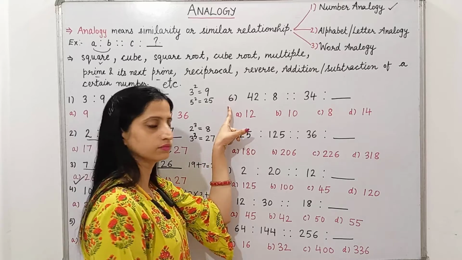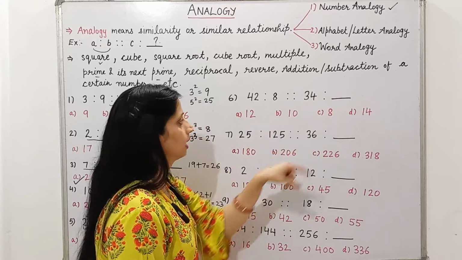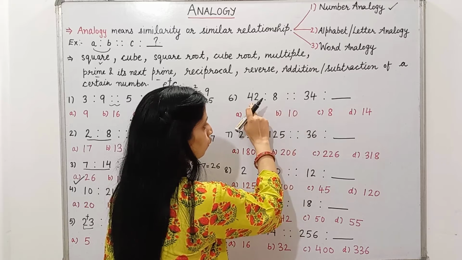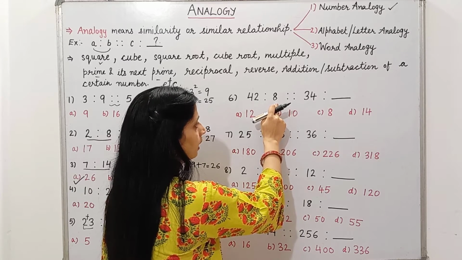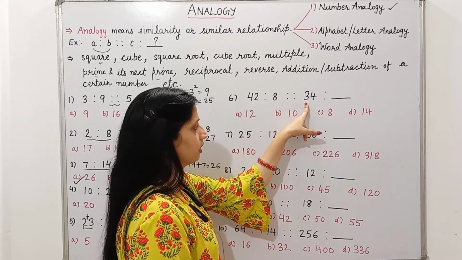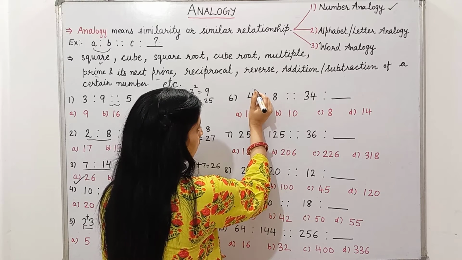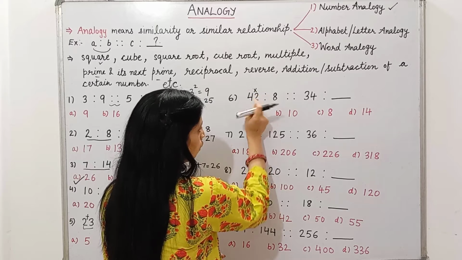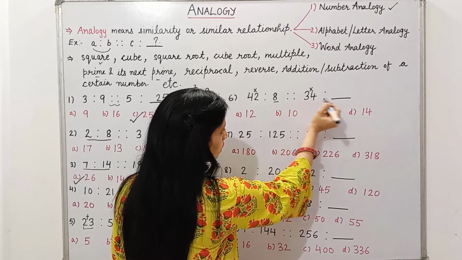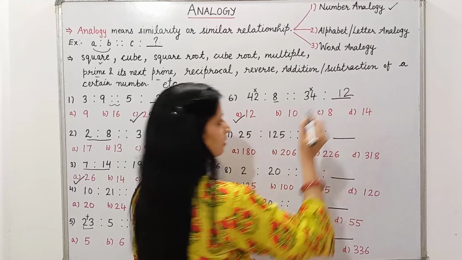Now come to the sixth one. 42 is to 8, double colon, 34 is to dash. Again, let's see that the numbers are decreasing. But 42 minus 8, we will get 34. But here it's the number 34 itself. Okay, so there will be some other relation. Now let's check the relation. See, if we multiply the digits 4 twos are 8. If we multiply 3 and 4, 3 4s are 12. So 12 is an option? Yes. So 12 will be our correct answer here.